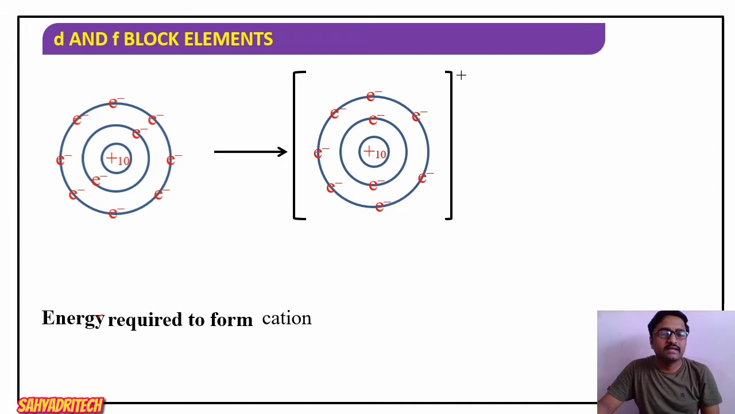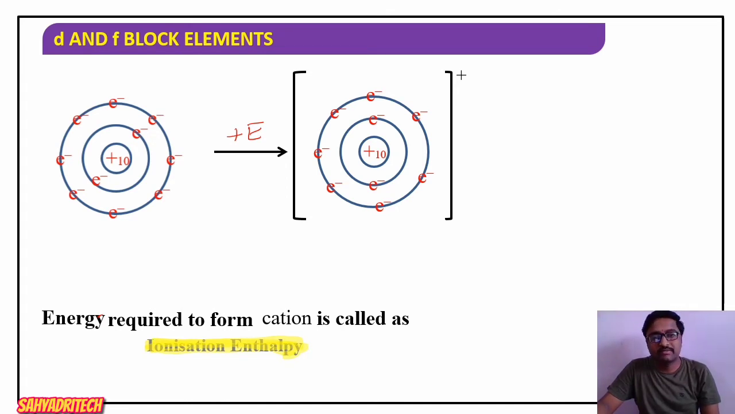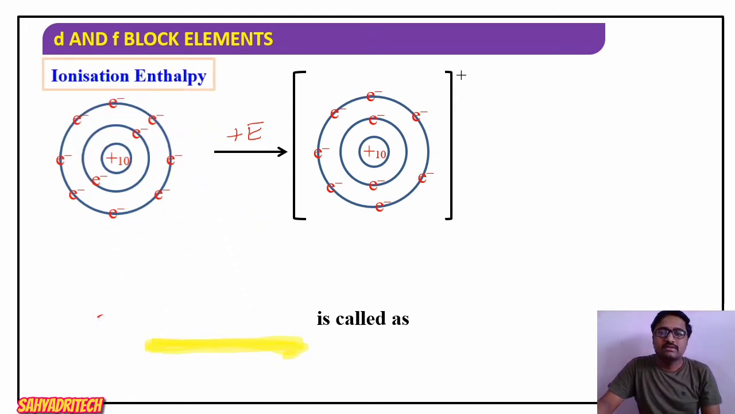So what I am specifying is the energy required to form a cation. The energy required to form a cation is called ionization enthalpy, or it is also called ionization potential, or even ionization energy. In simple terms, the energy required to form a cation is called ionization enthalpy, ionization potential, or ionization energy.